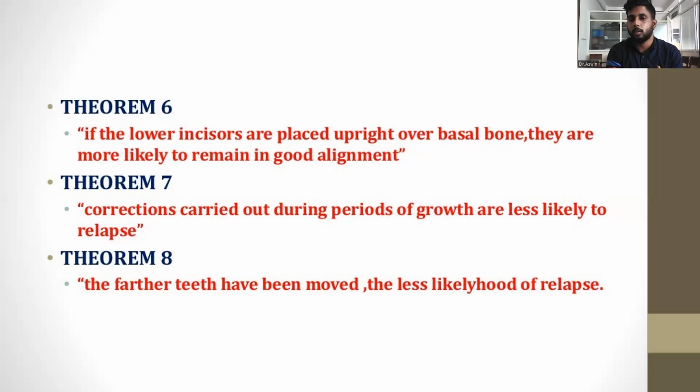Next, corrections carried out during the period of growth are less likely to relapse. So when we are trying to correct the malocclusion in a growing age, there will be less relapse. So theorem 8: the farther the teeth move, the less likelihood of relapse. So when the teeth are moved more backward, the chances of relapse are less.